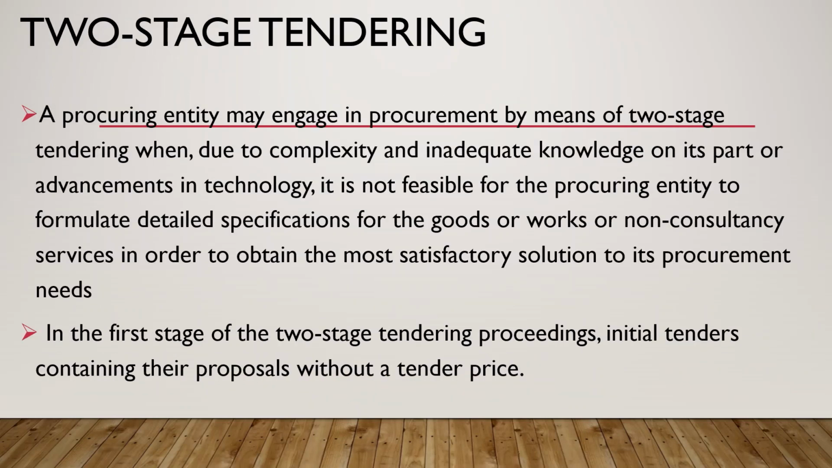The next one is two-stage tendering. A procuring entity may engage in procurement by means of two-stage tendering when, due to complexity and inadequate knowledge on its part or advancement in technology, it is not feasible for the procuring entity to formulate detailed specifications for the goods or works or non-consultancy services in order to obtain the most satisfactory solution to its procurement needs. In the first stage of two-stage tendering proceedings, initial tenders contain their proposals without a tender price.